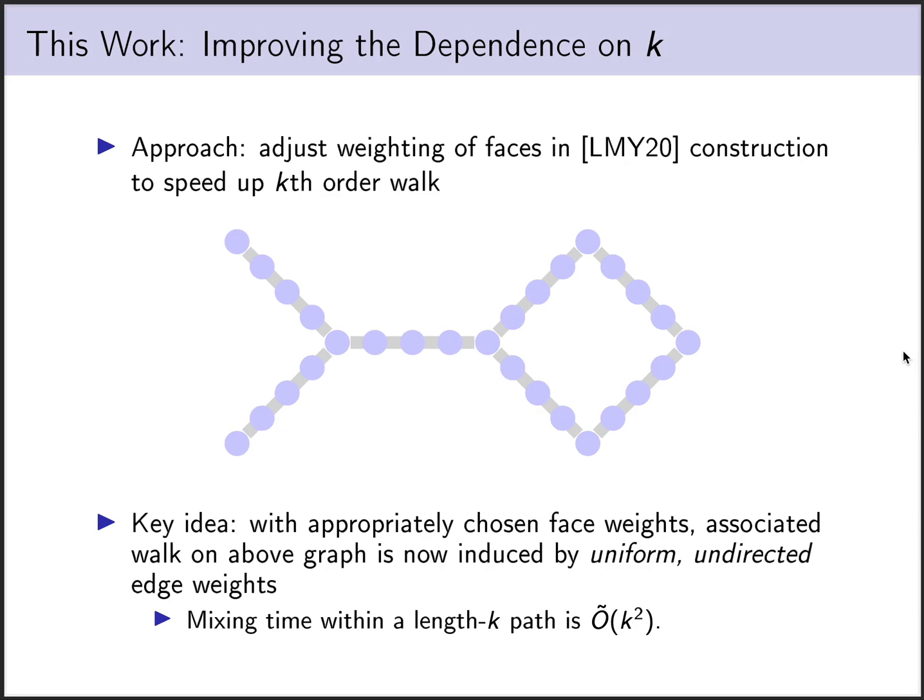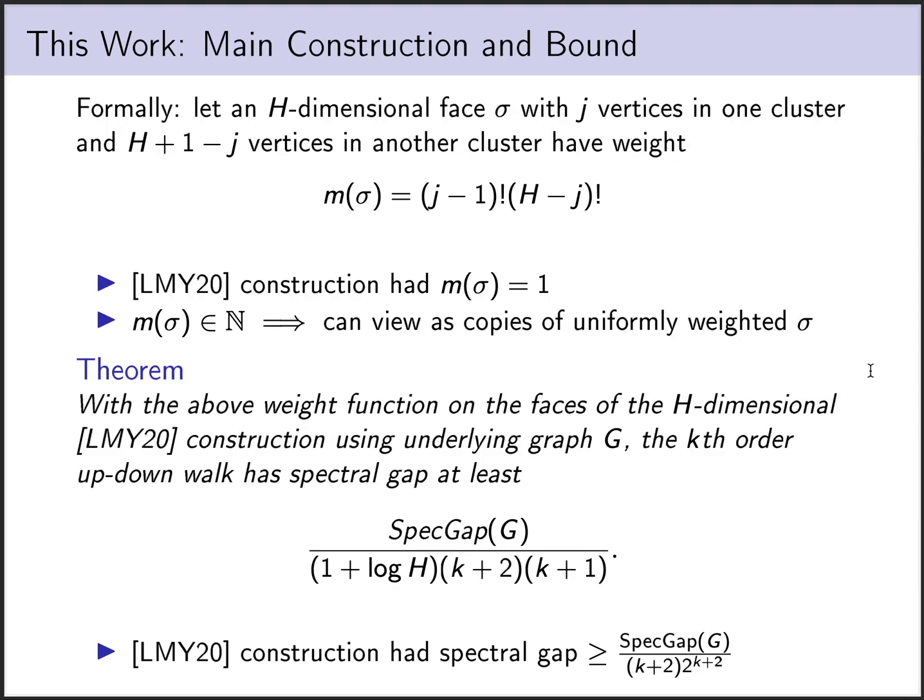So my approach to improving the LMY construction is to adjust the weights of faces so that the associated projected random walk on this graph has just uniform undirected edge weights. So if instead of having these strange weightings that induce an exponential mixing time within each length k path, we had, say, unweighted paths, this would have a quadratic mixing time in terms of k. And that would therefore, at least intuitively, replace the exponential dependence on k in the spectral gap with a quadratic dependence. And so this is exactly what I'll do.